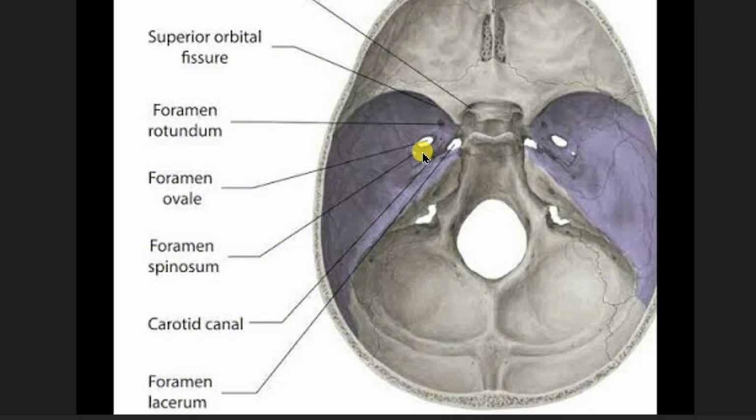It is a small open hole in the greater wing of the sphenoid bone. This is the sphenoid bone, right? It gives passage to the middle meningeal artery. As we already discussed this artery previously, the middle meningeal artery and vein, and the meningeal branch of the mandibular nerve. Okay, so this is our foramen spinosum.